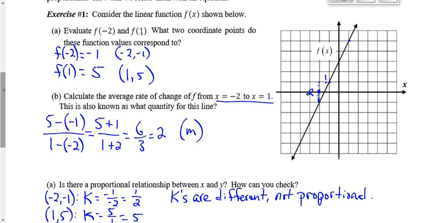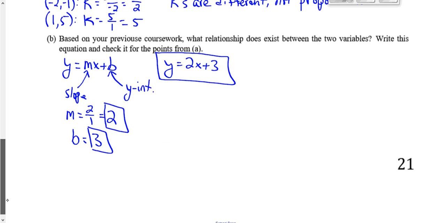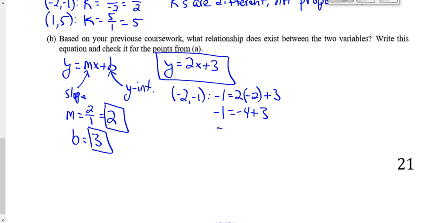What else do they want us to do here? Check this equation for the points from the table. Okay, so let's check it for the -2, -1, see if it holds. What goes in where? What do we put in for the y in this equation? -1 equals 2 times -2 plus 3. Does -1 equal -4 plus 3? I don't know, does it? All right, so it works there.